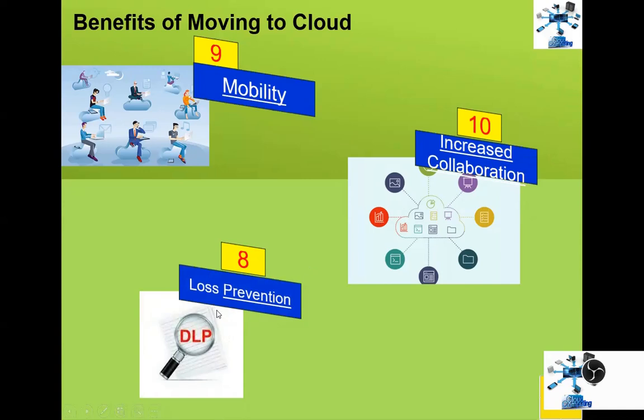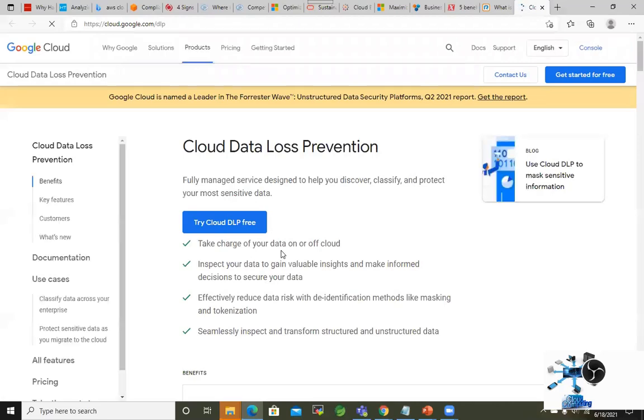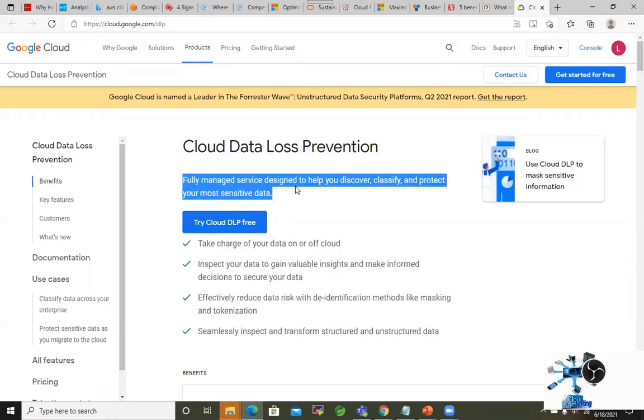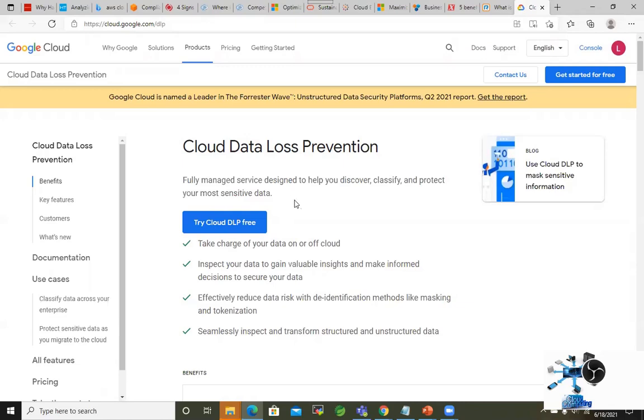Another benefit is loss prevention, which means data loss prevention, right? That is also reduced when you go to cloud computing, because it is not like on-premise. I have given an example of cloud data loss prevention. This is from Google Cloud. They have this tool, a fully managed service designed to help you discover, classify, and protect your most sensitive data. Data loss is when you are losing data, right? So you have to prevent it, and you have to protect it as well.